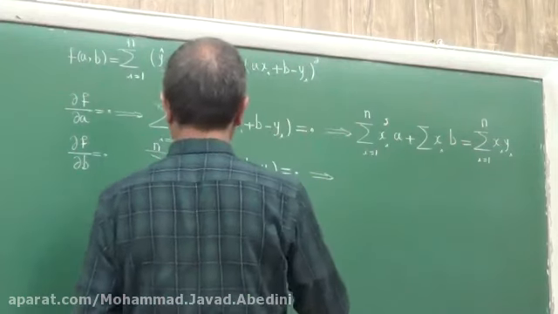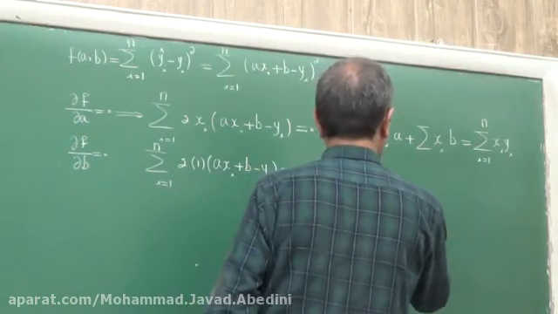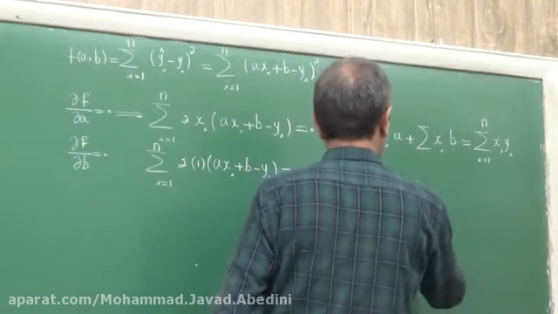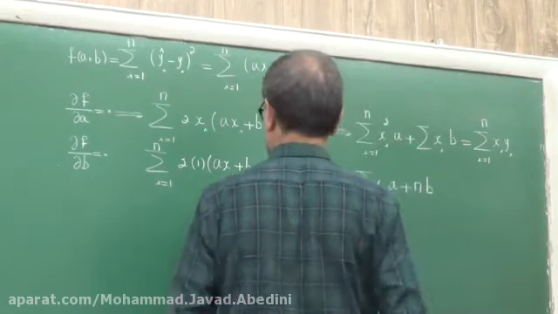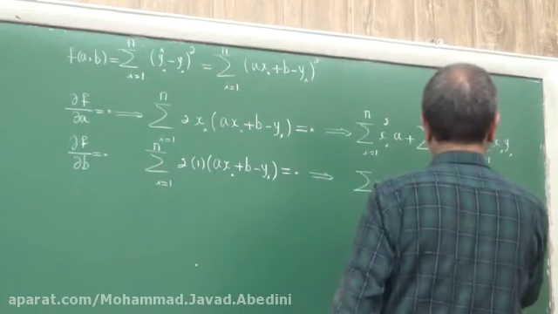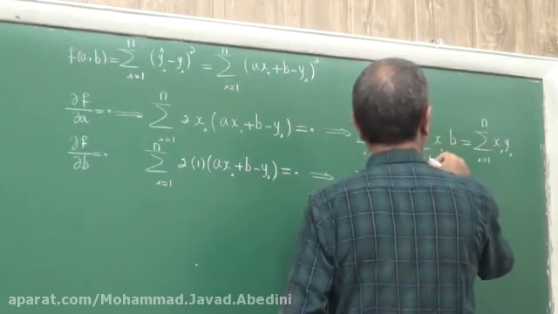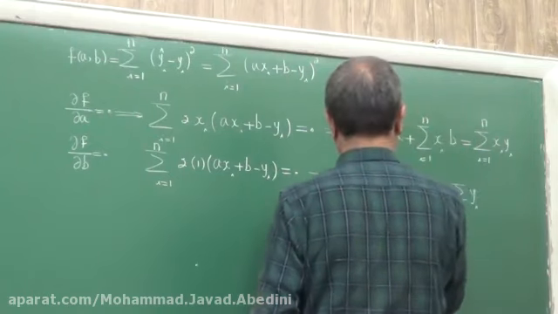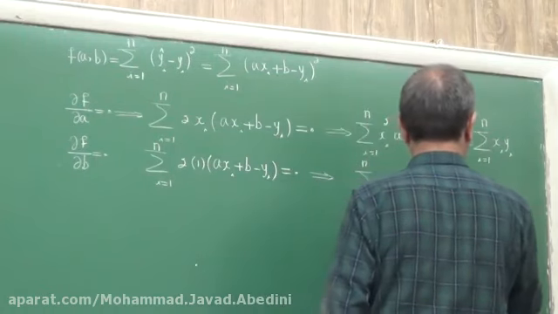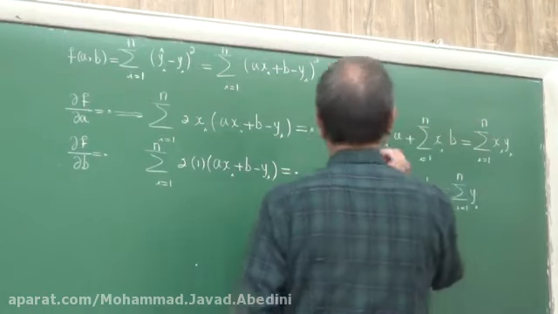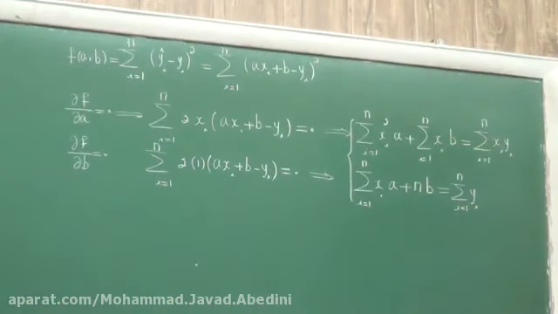And when it comes to this one, summation xi times A plus n times B equal to summation y, and of course i has to go from 1 to n for every summation. Two equations with two unknowns.